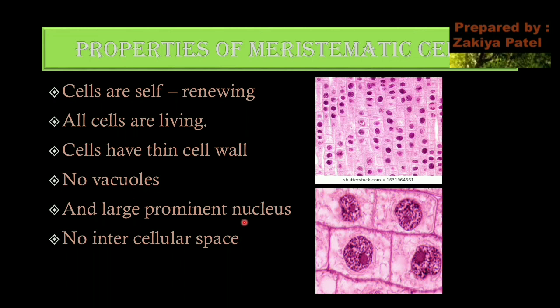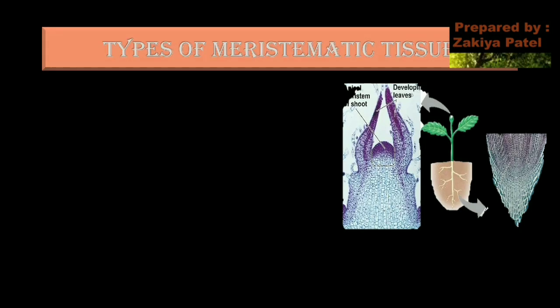Large prominent nucleus, as they have to divide further, and no intercellular space, which means there is no space between two cells. Okay, after completing the properties of meristematic tissue, now moving on to the types of meristematic tissues. We already learned that there are three types: apical meristematic tissue, lateral meristematic tissue, and intercalary meristematic tissue. So now we will learn the apical meristematic tissue.